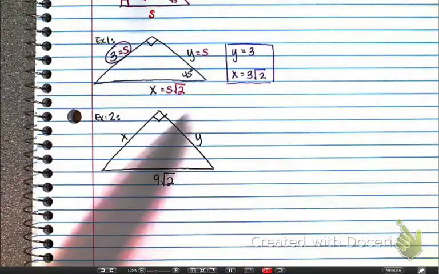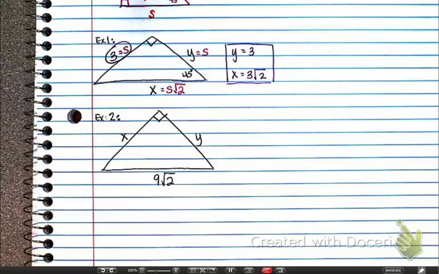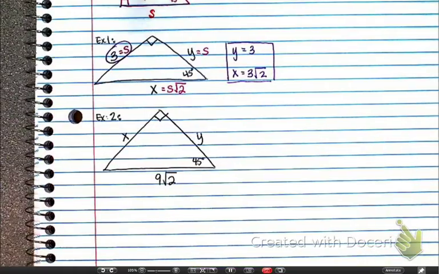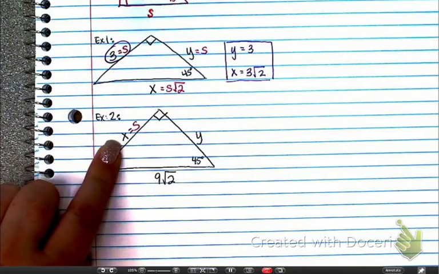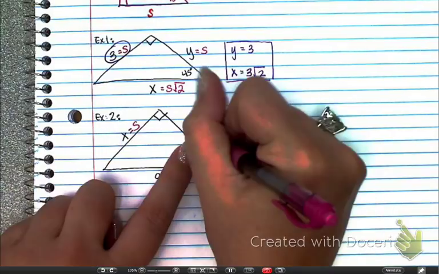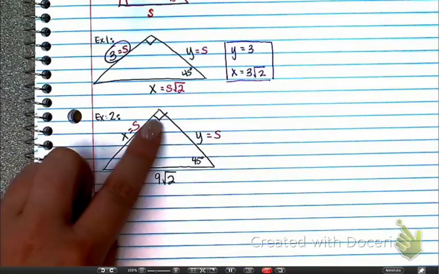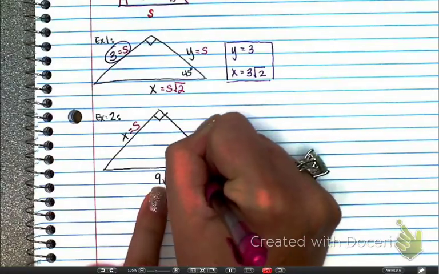Okay, so I have x, y, and 9 square root of 2. So that's what my triangle is. All right, so we're going to start by labeling our sides. Across from 45 is S. Across from 45 is S. And across from 90 is S radical 2.